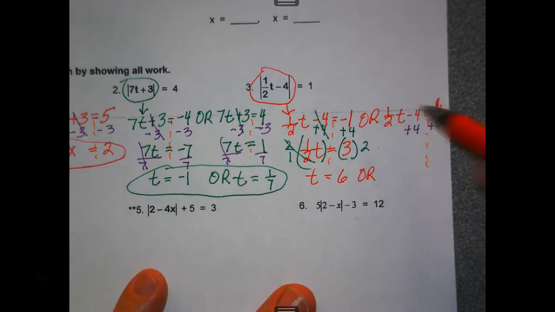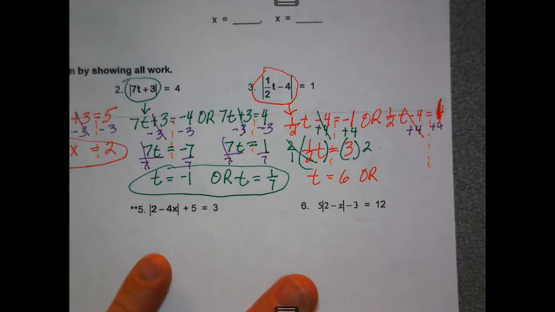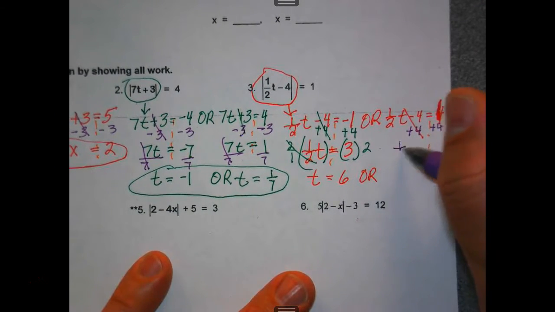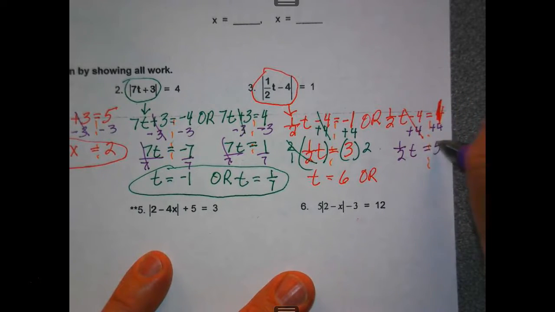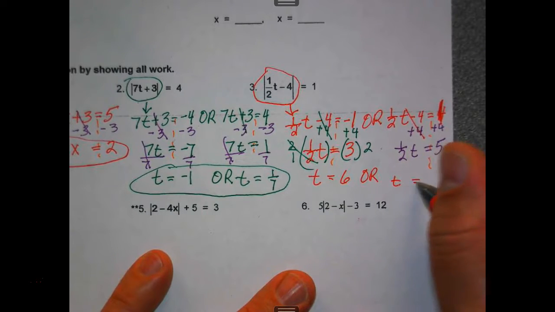Okay, so I get 1/2 t equals 5, so t equals what? 10.